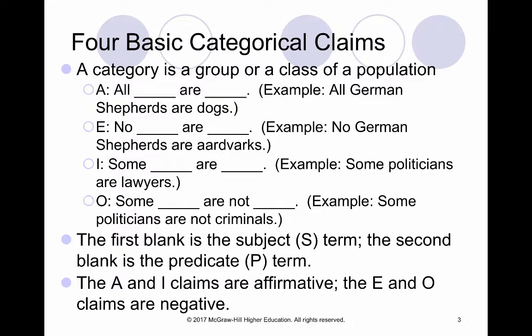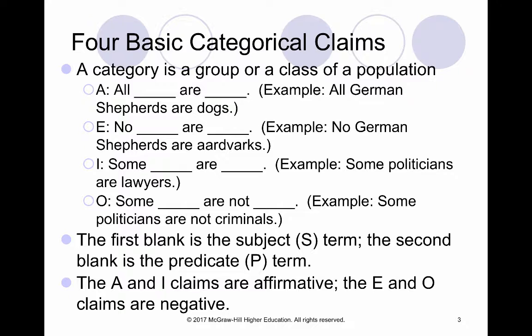An I claim isn't quite as cut and dried as the first two. Some blank are blank. The example here, some politicians are lawyers, makes the claim that an undetermined number, more than 0 but less than all of them, of politicians also fit into the category of lawyers. Finally, an O claim, some blank are not blank. The example, some politicians are not criminals, claims that an indeterminate number, again more than 0 but less than all politicians, do not also belong to the category known as criminals.